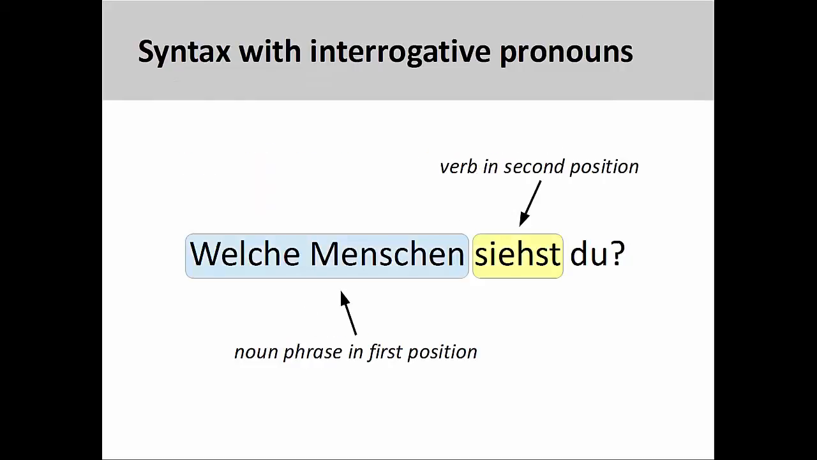Finally, it is important to remember that interrogative words always come in the first position of the sentence. Although welch generally is used in conjunction with a noun, as you see here, this noun phrase is still considered to be one unit and in the first position. The verb, of course, still comes in the second position.